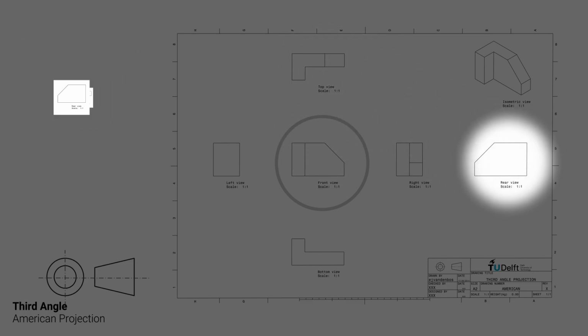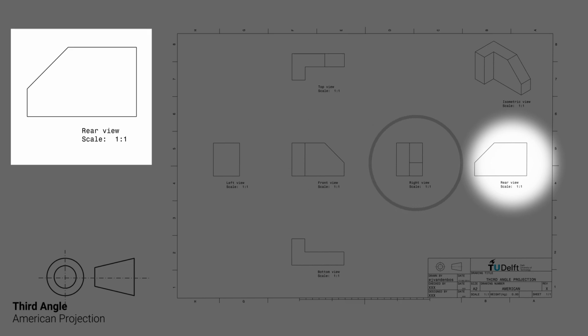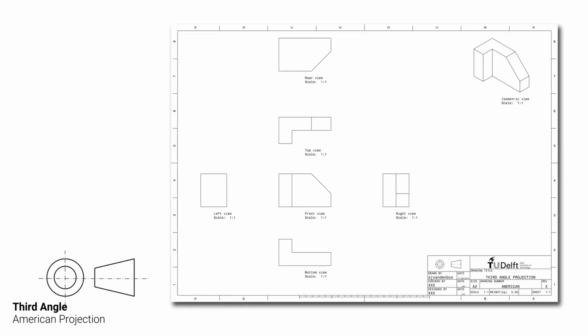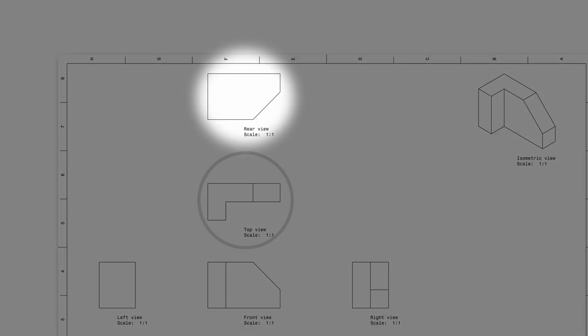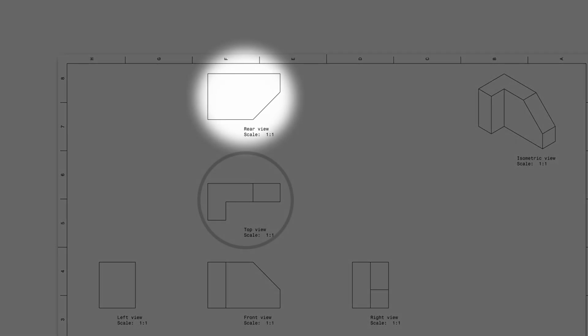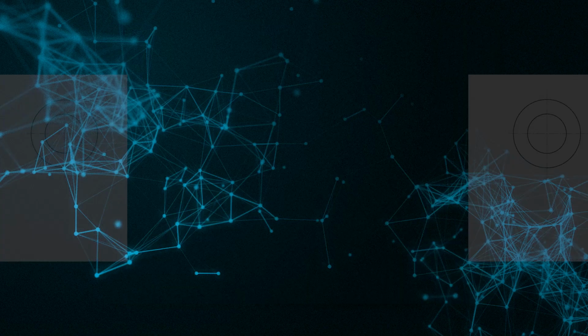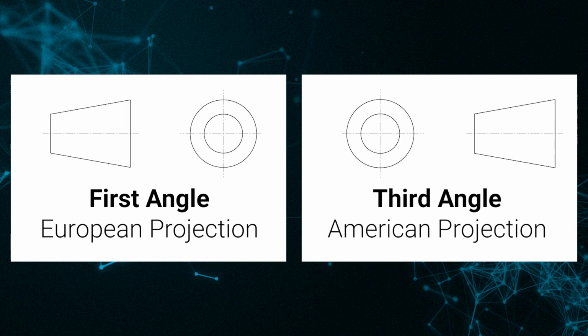The rear view is shown at the right of the right view. The rear view can be located elsewhere. For example, when the American projection method is used, above the top view. As long as the projection is a consequent result of the projection view next to it, a correct drawing layout is created. What you see here are the symbols used to indicate the projection method.